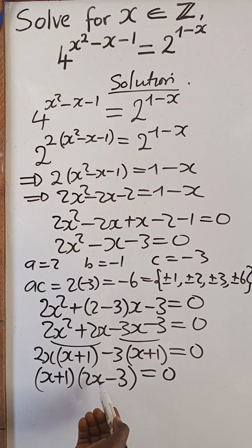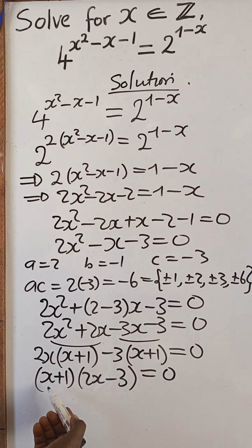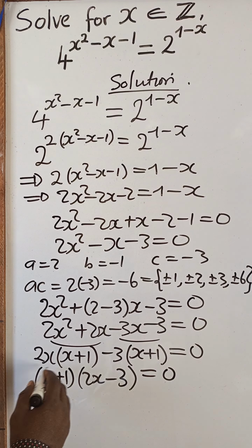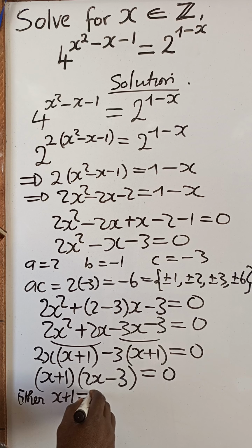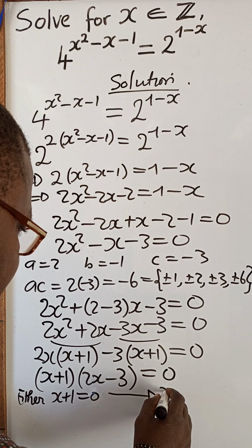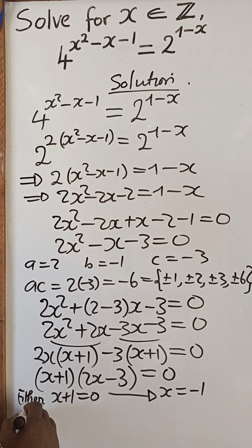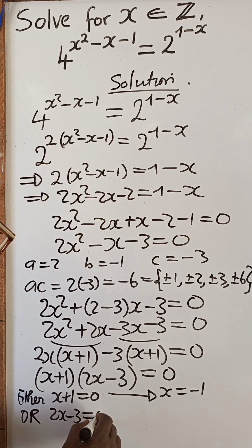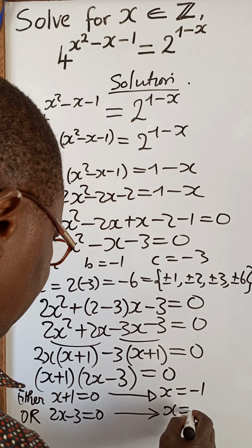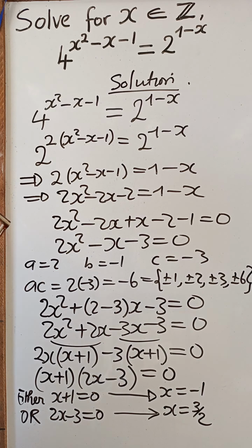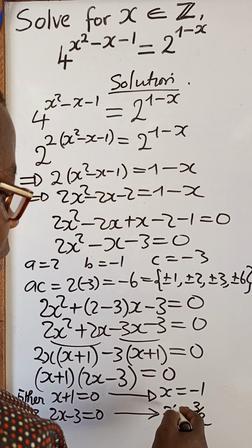Alright, so we've gotten to this level where we have the product of two expressions giving us 0. It therefore means either this one is 0 or this one is 0. So either x plus 1 is 0. If that is true, it means x is negative 1. Or 2x minus 3 is 0. If that is true, it therefore means that x is equal to 3 over 2. These are the two values of x.